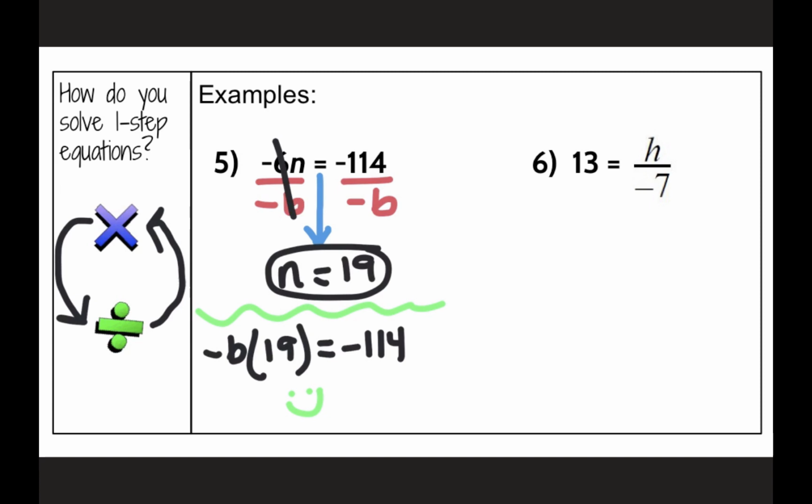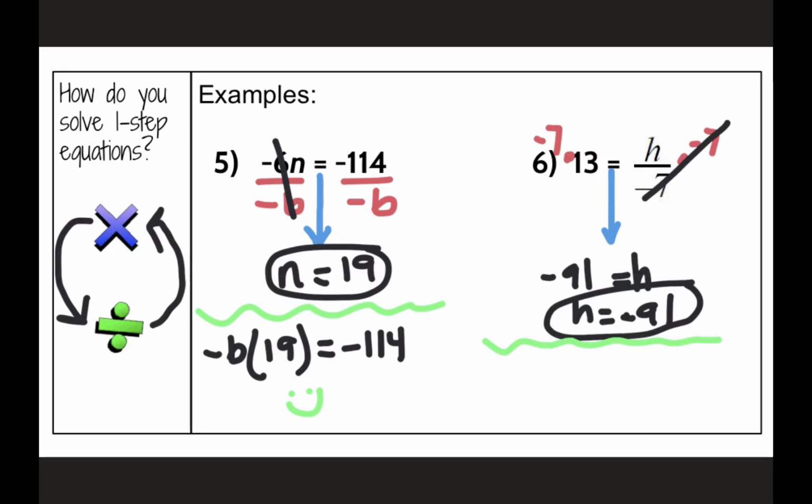Pause the video and you try number 6. Notice this is a division equation. What are you going to have to use to undo the division? Multiplication. Be mindful, remember when we did our review lesson 5.0, be mindful of how you show the multiplication that's undoing the division. We work out instead of working down.